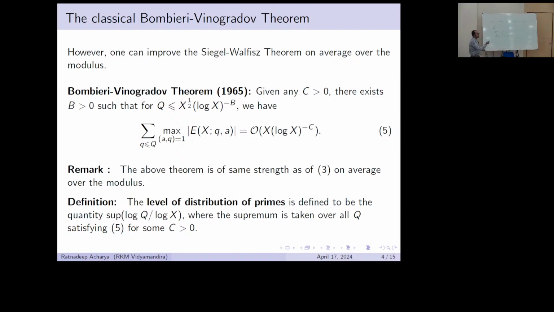And if you assume Montgomery's conjecture, you can see that the level of distribution of primes is 1, right? But it is not known till then.